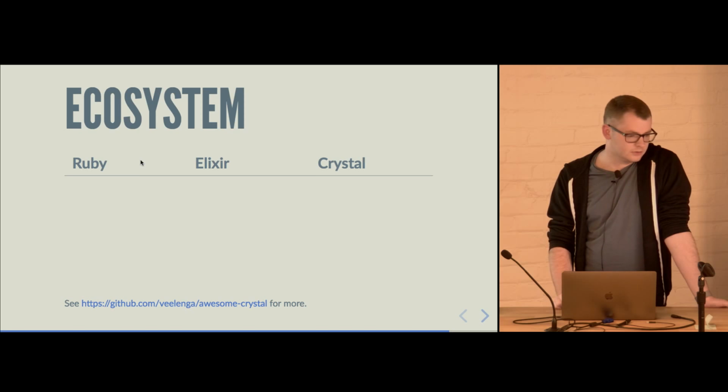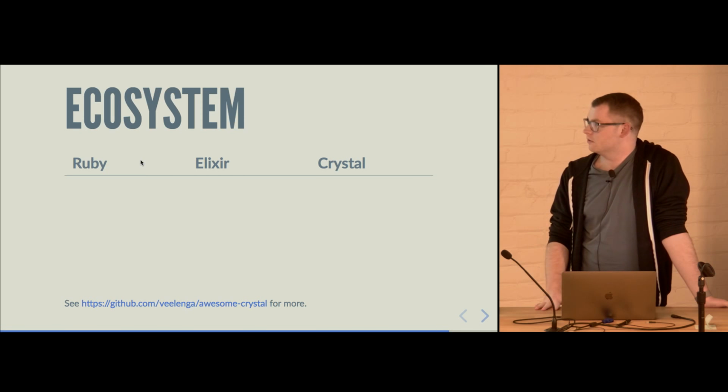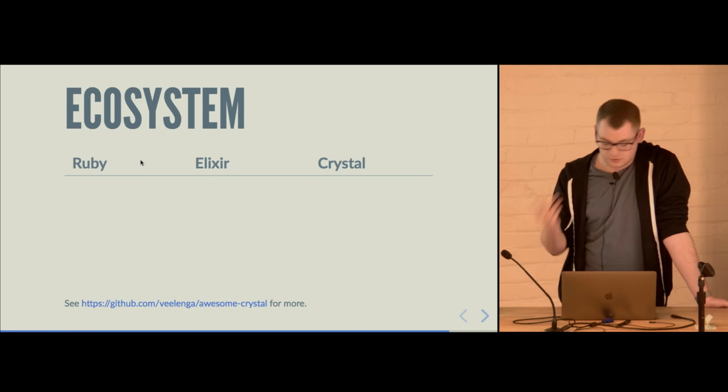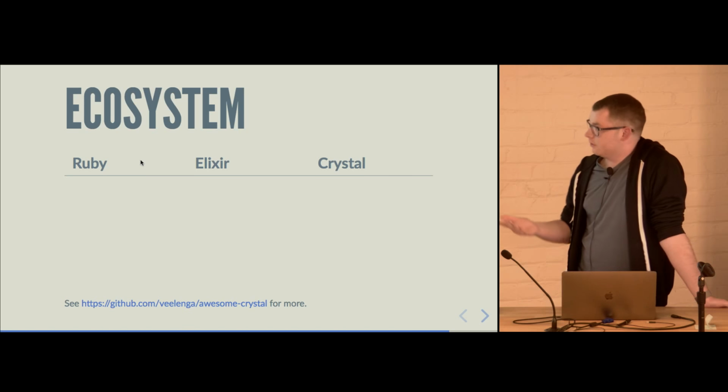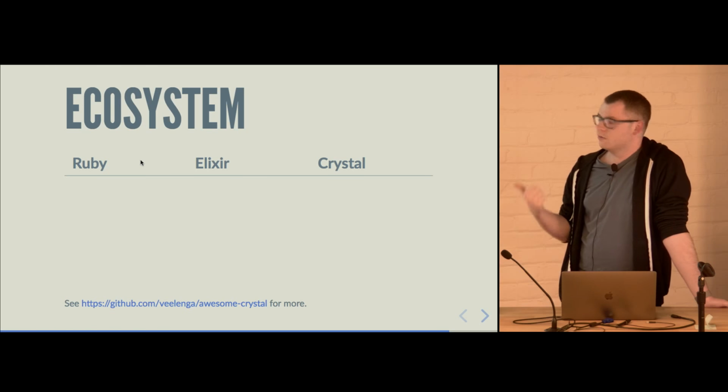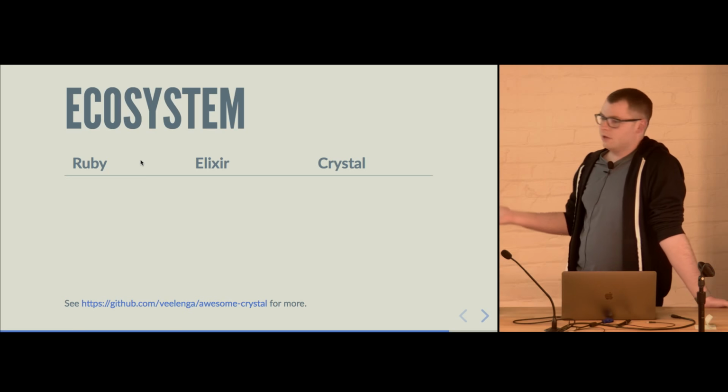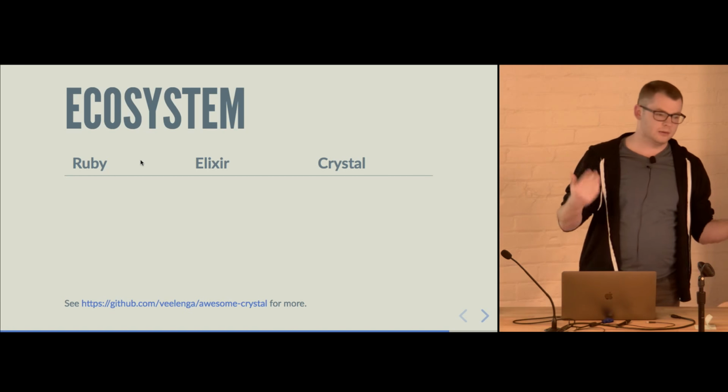Yeah, that's pretty much pros and cons. Some ecosystem stuff. I figure we're Rubyists here. Some people do Elixir as well. You have the tools that you normally use. I try to give you some options in Crystal as well.